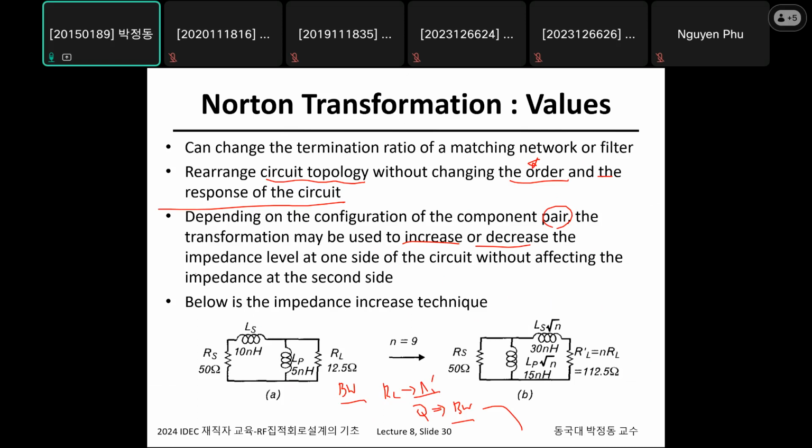Well, let's take a look at this example. In the initial design, I used RL equal to 12.5. Unfortunately, I had to move RL to 112.5. How can I use this impedance without changing the performance? Since RL is larger than RS, definitely we have to switch this to this. This is the first thing that you have to do.